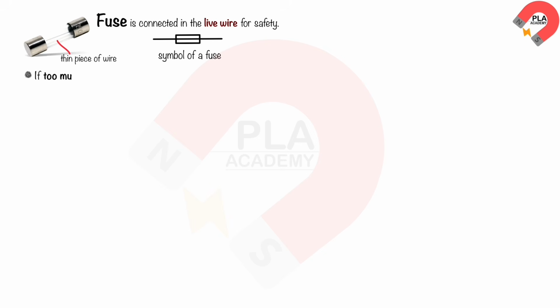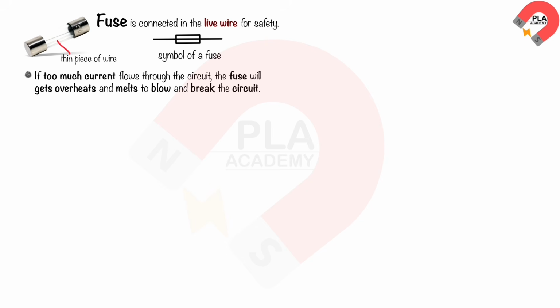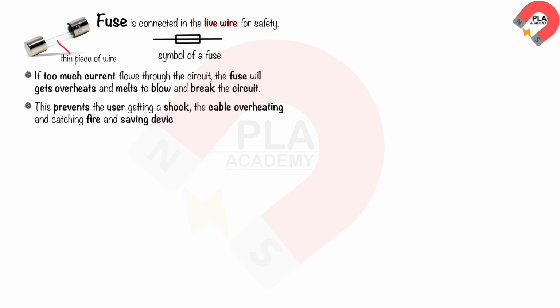A fuse is connected in the live wire for safety. A fuse is a thin piece of wire. This is the symbol of a fuse. If too much current flows through the circuit, the fuse will overheat and melt to blow and break the circuit. This prevents the user getting a shock, the cable overheating and catching fire, and saves devices in electrical appliances.